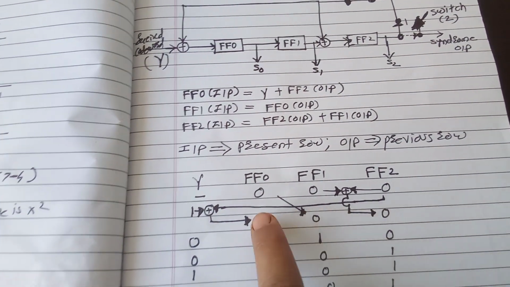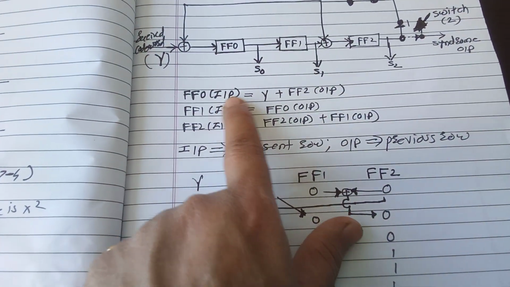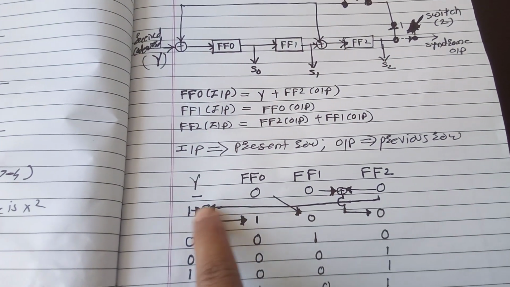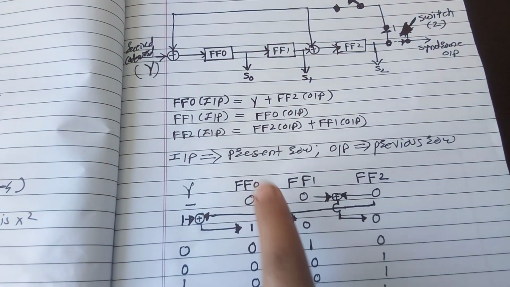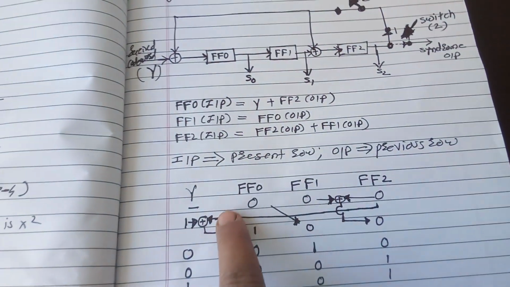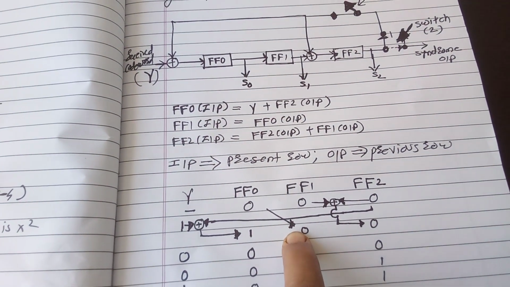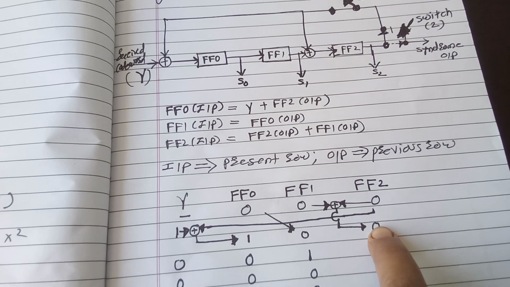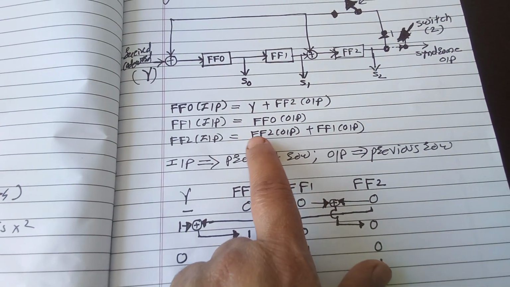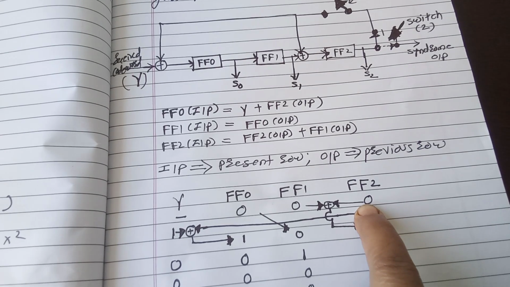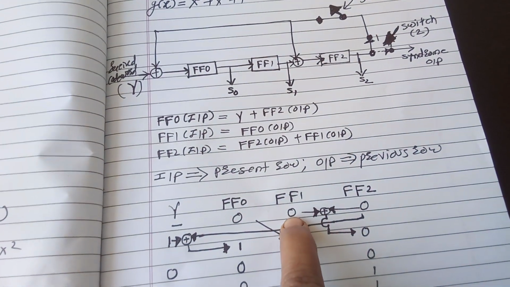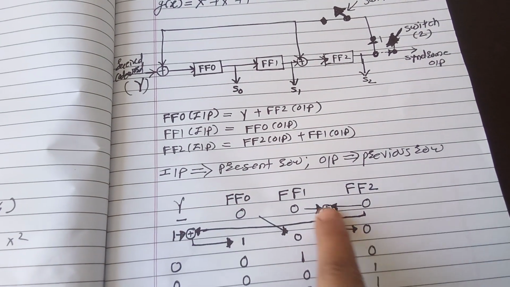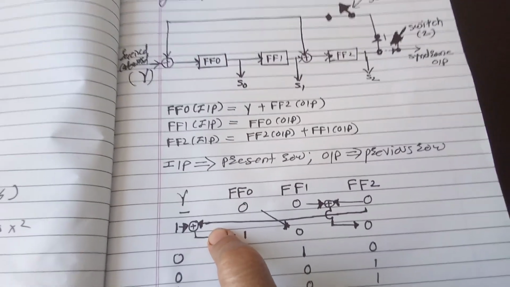Input means present row. So the flip-flop 0 input is equal to y plus flip-flop 2 output. Y is 1, flip-flop 2 output is 0, so 1 plus 0 is 1. Flip-flop 1 input is equal to flip-flop 0 output, so previous row. Then flip-flop 2 input, that means you have to compute this one, is equal to flip-flop 2 output, previous, plus flip-flop 1 output, previous, that means 0 plus 0 is 0. Once you understand these operations, there is no need to draw these arrows or lines.